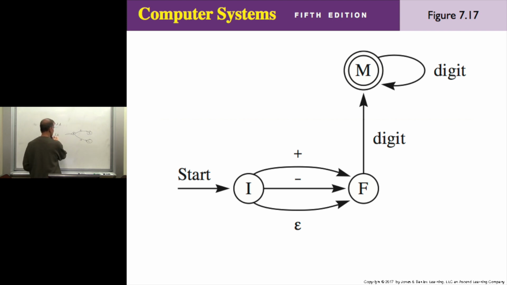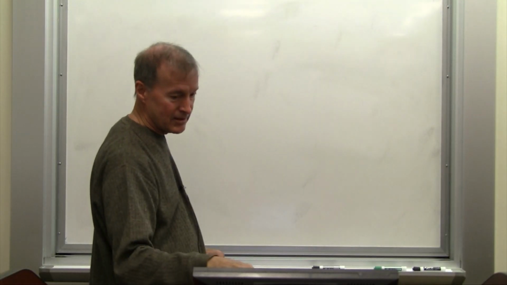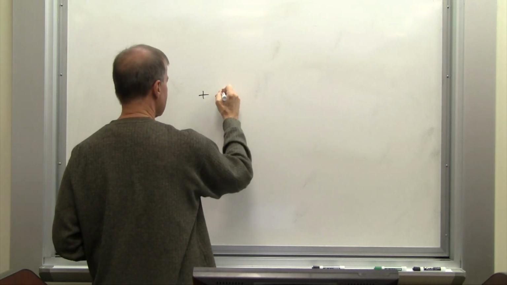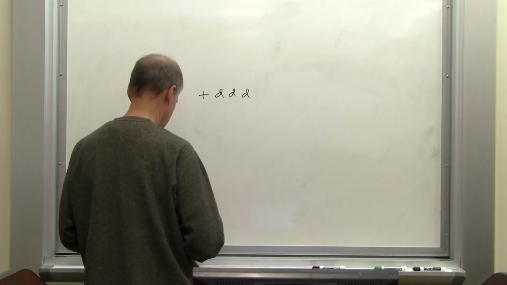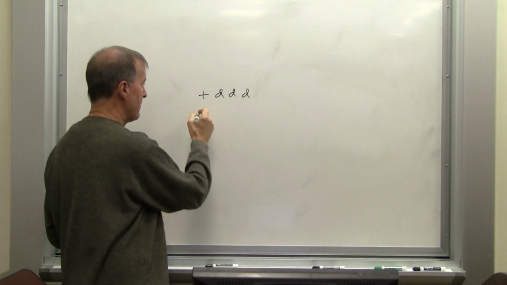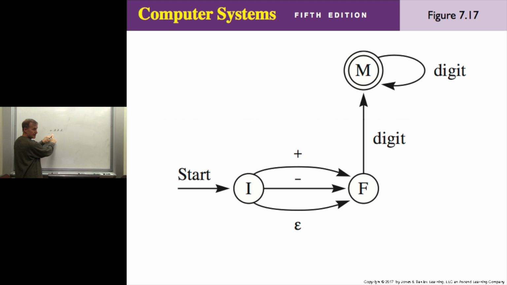So here, let's run through a few short ones. Looking at figure 7.17 again, suppose that we have this: plus, D, D, D. We start at the start state, so what would happen? The plus would take us to F. This D would take us to M. This D would keep us at M. And this would keep us at M. So boom, this is valid.